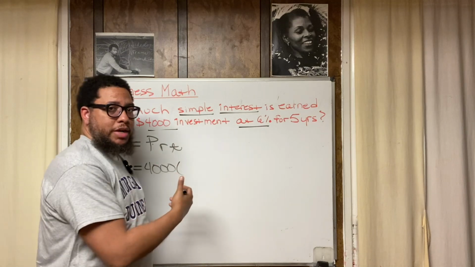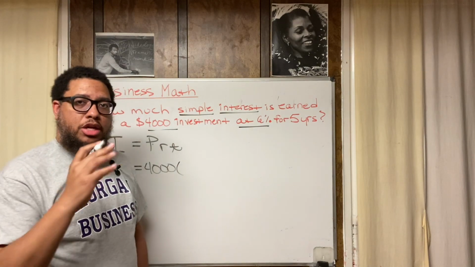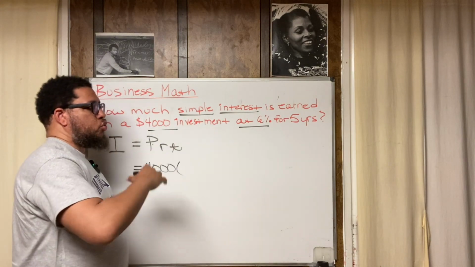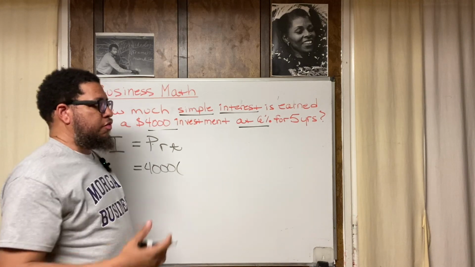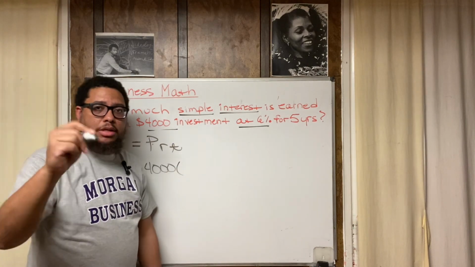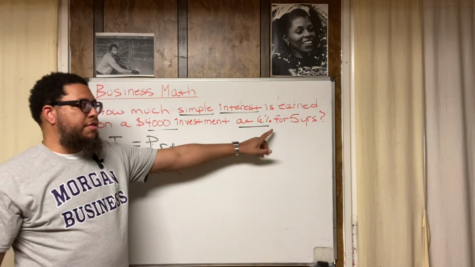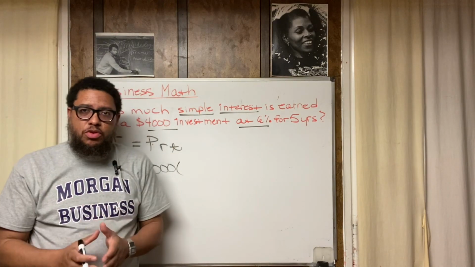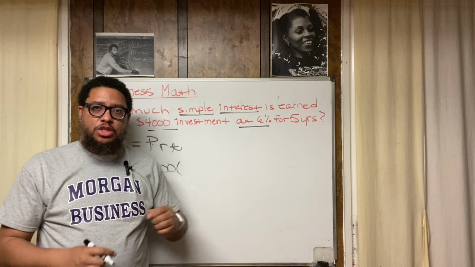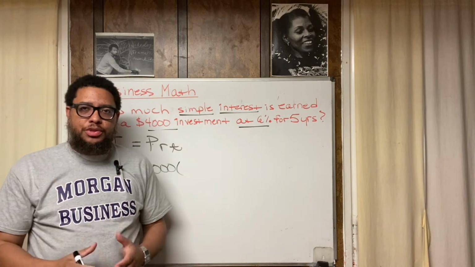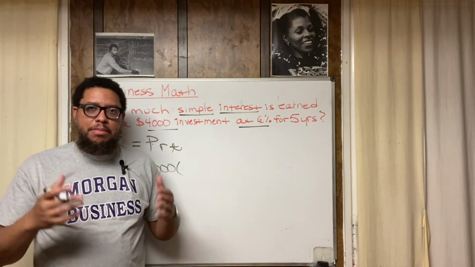Now, you can't just put a 6 right there because you got to convert the percentage to decimal form. So write that down in your notes and don't ever forget that. So how do you do that though? Whenever you want to convert a percentage to a decimal form, you got to take the number in the percentage, which is 6, divided by 100. That's the process.